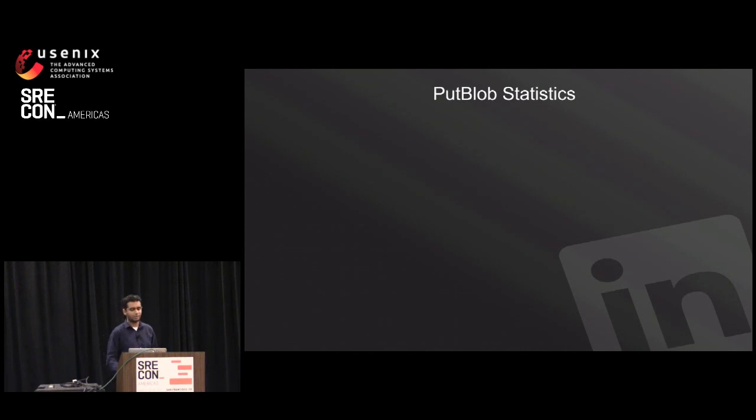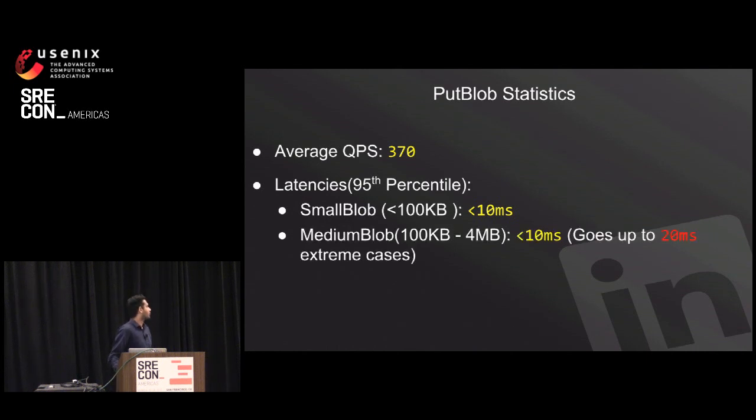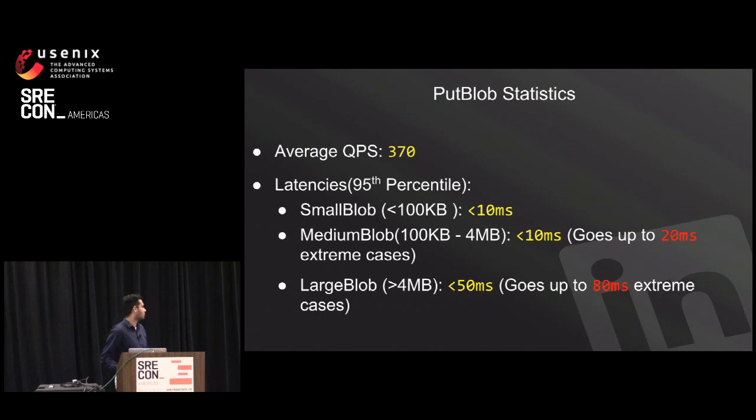Now, mentioning some numbers for put blob, the average QPS that you get is around 300 to 500 every day. It varies a lot depending on the situation. The latencies for a small blob, that is usually less than 100 kilobytes, it's less than 10 milliseconds. For a slightly bigger blob, within the range of 100 KB to 4 MBs, it goes from 10 to 20 milliseconds. Now, for an extremely large blob that's beyond 4 MB or in multiple GBs, it can go to 50 or more, depending on the size.